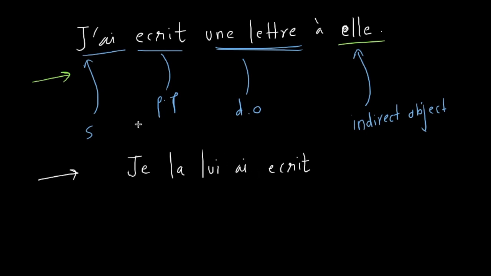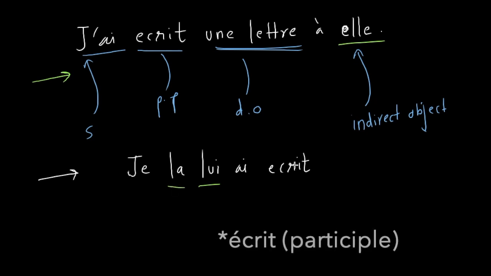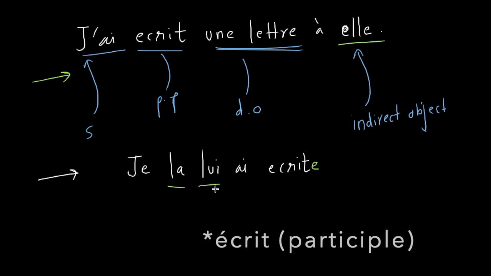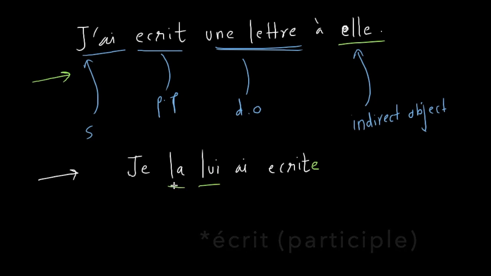Now the question is, we got the order right. This is the direct object pronoun, this is the indirect object. In the case of lui, the indirect object comes later. Okay, everything is right. Now the question is, will the past participle match the direct object pronoun in number and gender? Yes, it will. It will not match with this lui because it's an indirect object pronoun, but we still have a direct object pronoun, right? So it has to match with the direct object pronoun. So it will be je, la, lui, ai, écrite, because the direct object pronoun is still coming before the avoir auxiliary verb.